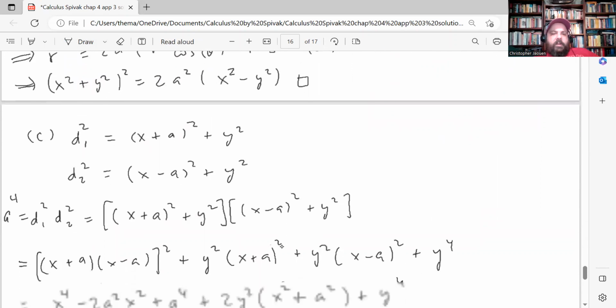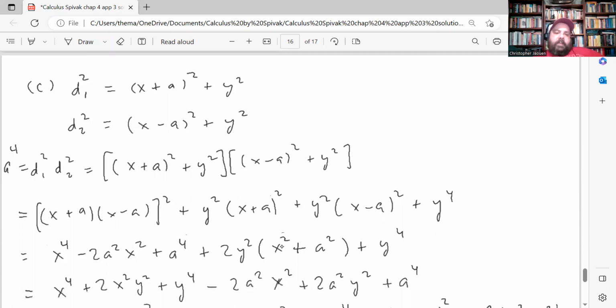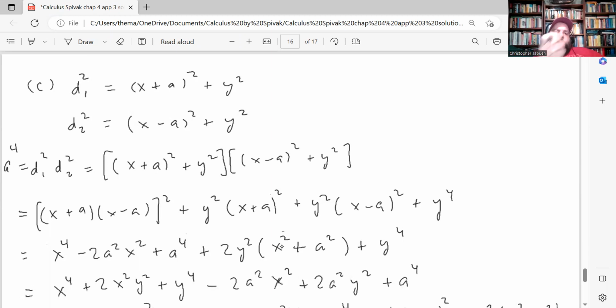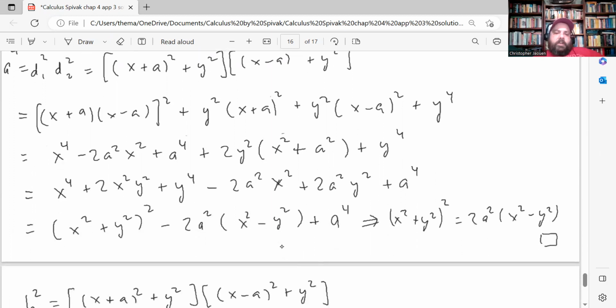Let's see, where did I do that? Over here. Okay, so the length d1 squared is, by the distance formula, x plus a all squared plus y squared. And again, by the distance formula, d2 squared is x minus a squared plus y squared. And if we assume that d1 times d2 is equal to a squared, then that means a to the 4 is d1 squared times d2 squared, which by the formulas that we just derived a second ago, is equal to x plus a squared plus y squared times x minus a squared plus y squared. And then just simplifying everything and combining like terms, etc., you get this equation here. This is equal to a to the 4, by the way.